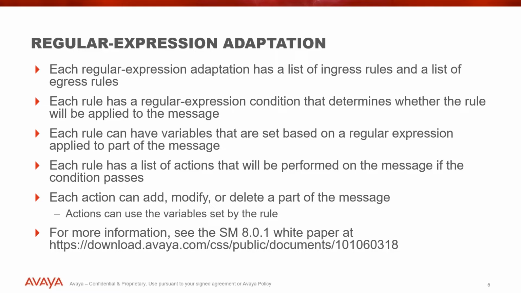Each rule can have variables that you set based on regular expression matching on the SIP message. You don't have to use variables. They're just there for you to use if you want to pull something out of the SIP message and then insert it into a different part of the SIP message. And then each rule has a list of actions that are going to be performed. This is the meat of the adaptation right here. 1 or more actions. If the condition passed, you're going to perform these actions. And the actions fall into 3 categories. You can add, modify, or delete part of the message.